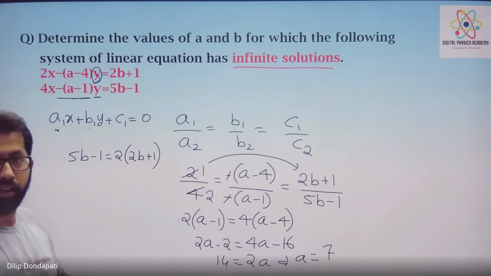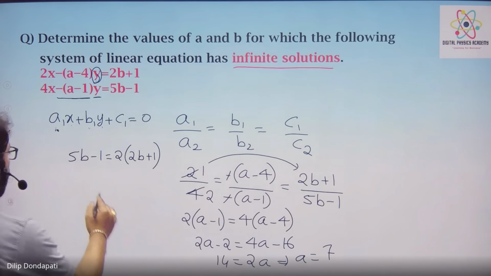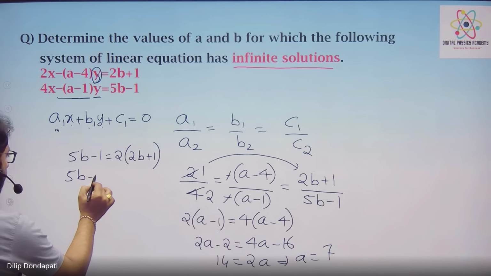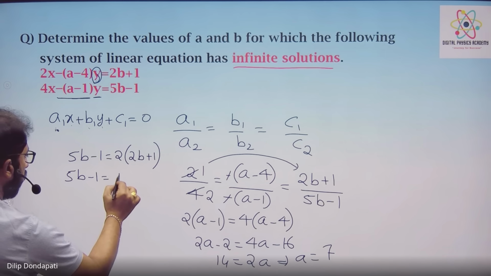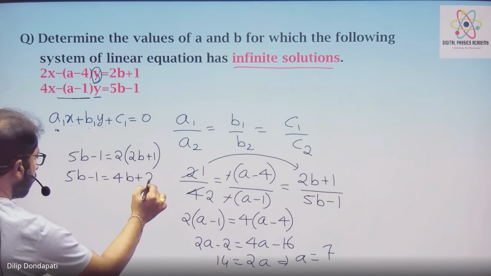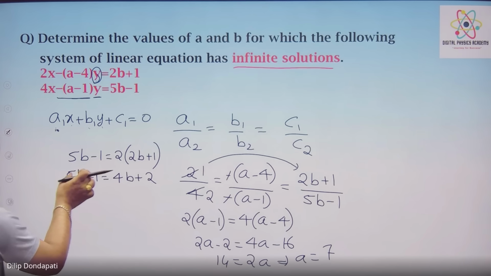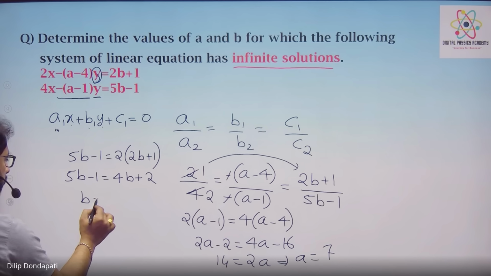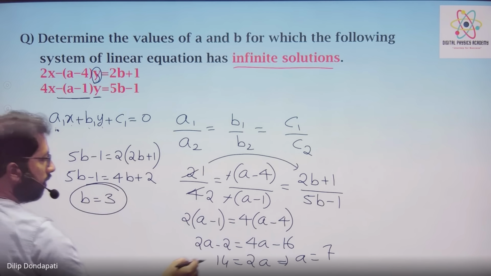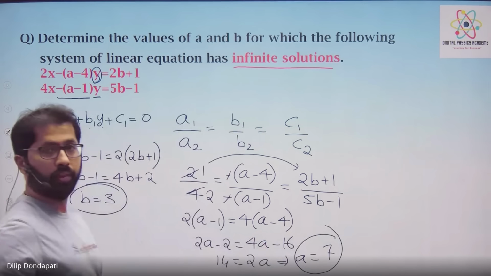Right? So you're cross multiplying. Okay. Now 5b minus 1 is equal to 4b plus 2. So 4b coming to this side, minus will come. So b is equal to 3. Done. These are the two values.